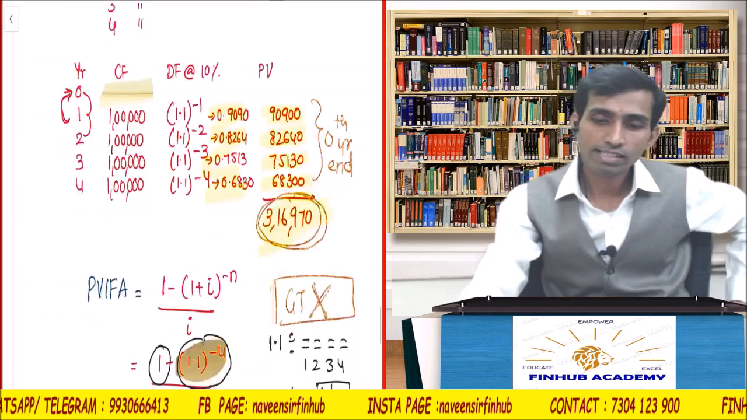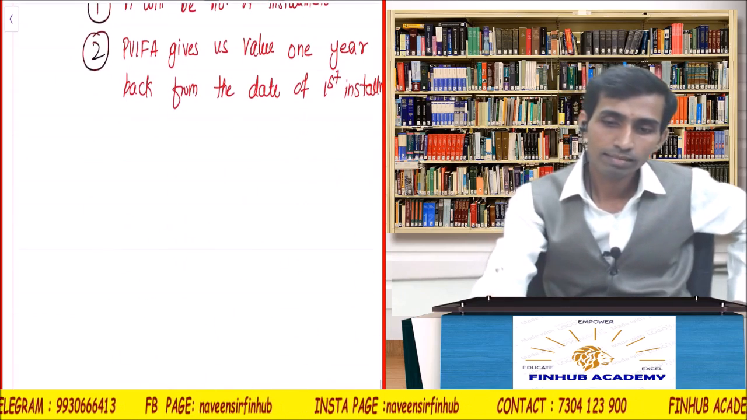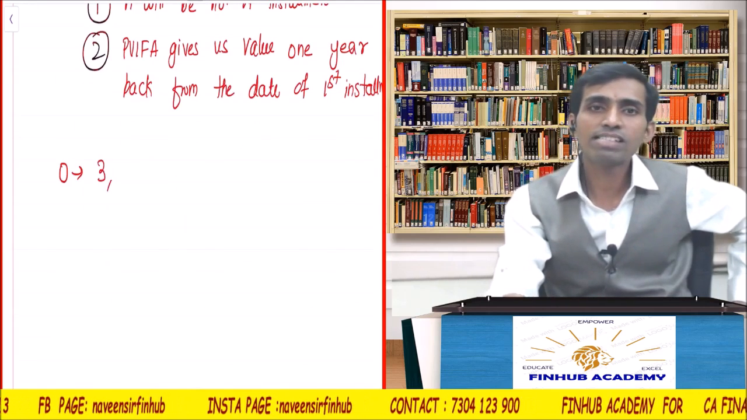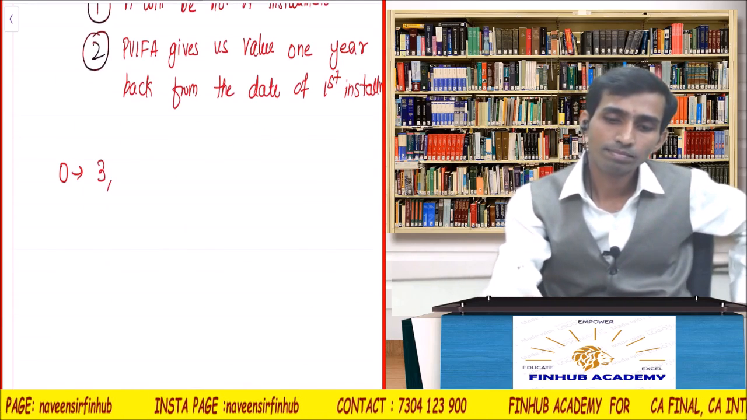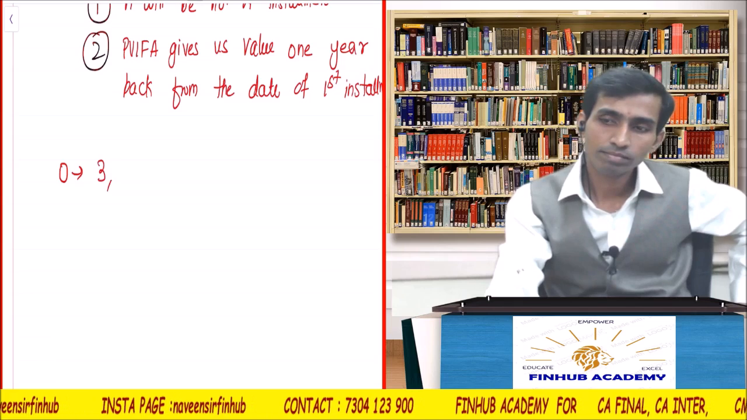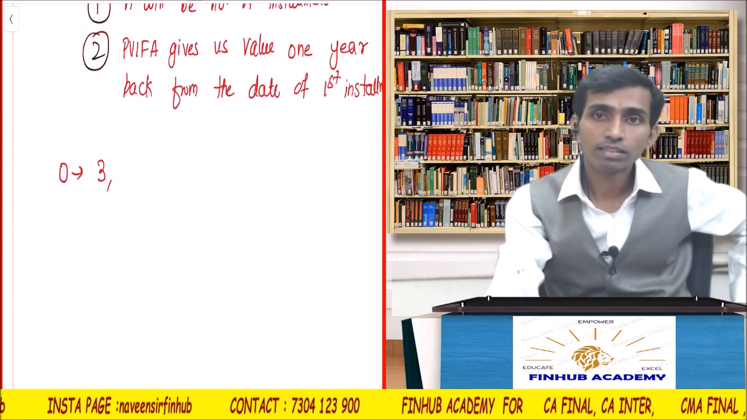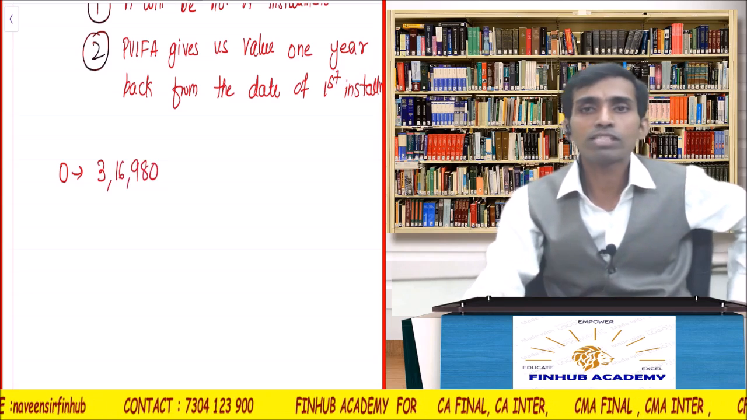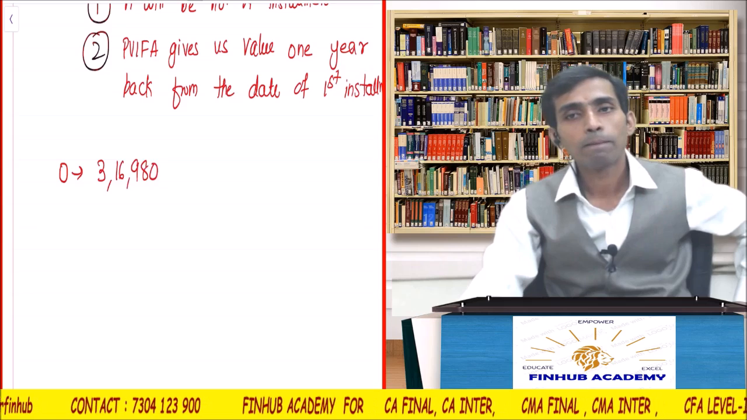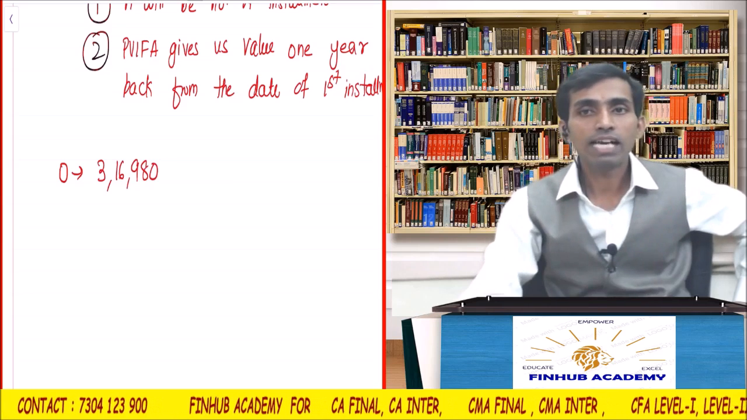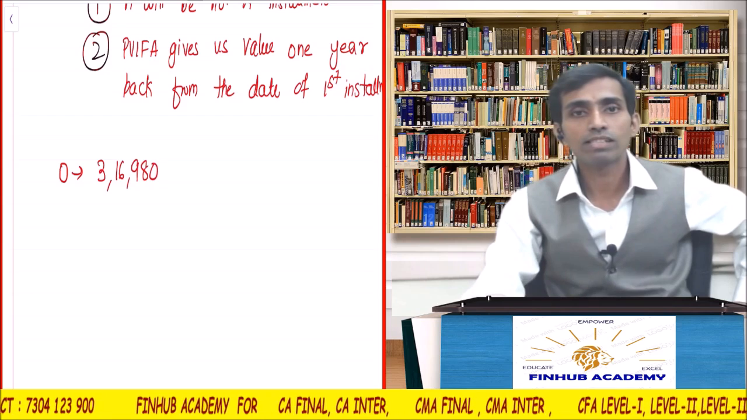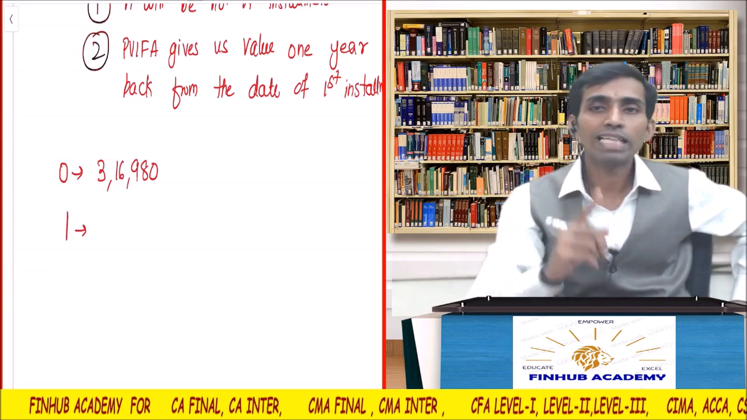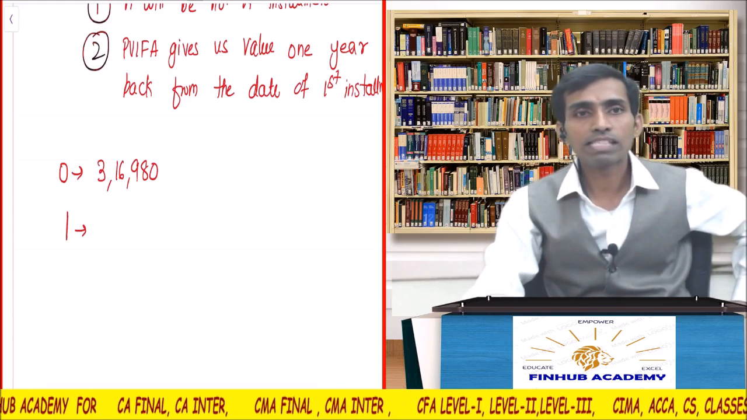Okay, let me prove this. See, at the 0th year you deposited, please give me the answer, how much is it? 3 lakh 16 thousand 980. This is the amount you deposited, and you want 1 lakh each year for the next 4 years. So when you deposit this amount, after 1 year you will get 10% on that. Correct? 10% was the interest rate.